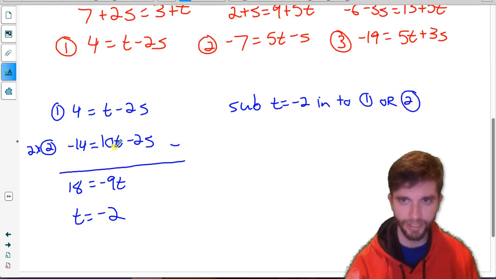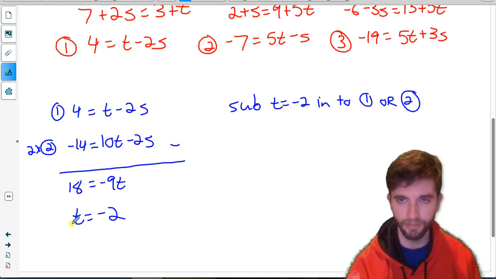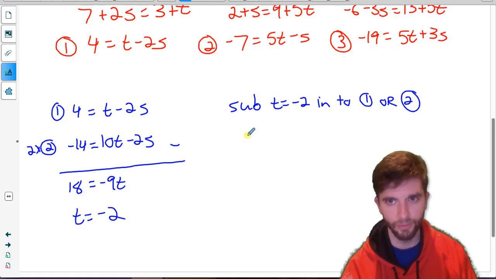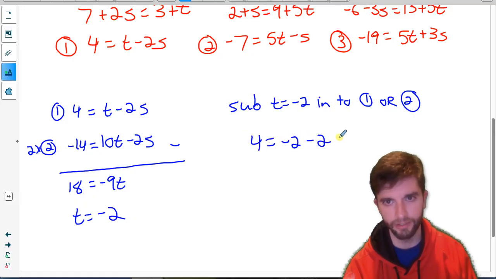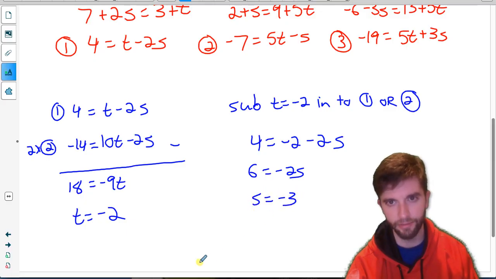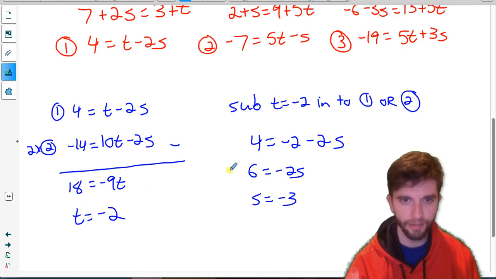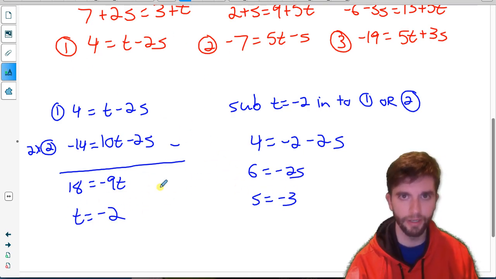It's important we're doing it into 1 or 2 and not 3 because those are the two equations we used to get t equals -2. So I'll sub it into equation 1. 4 equals -2 minus 2s. Now solve for s, and I would get 6 equals -2s, s equals -3. So these two values, this pair of values for t and s, they make equation 1 and 2 true.